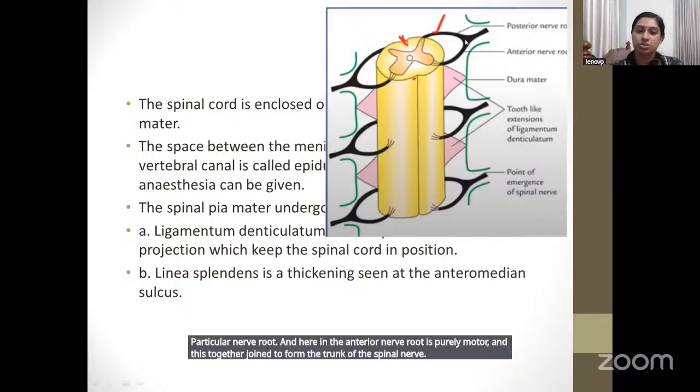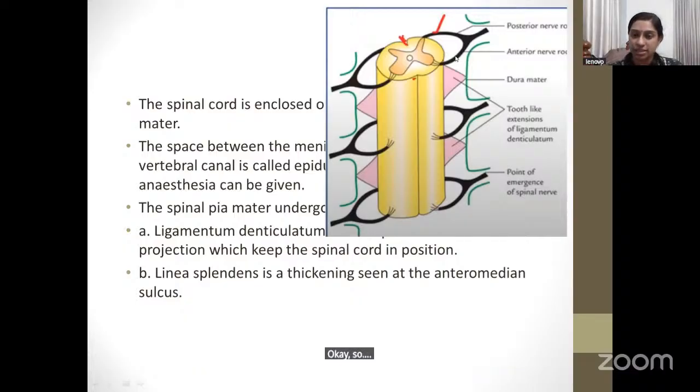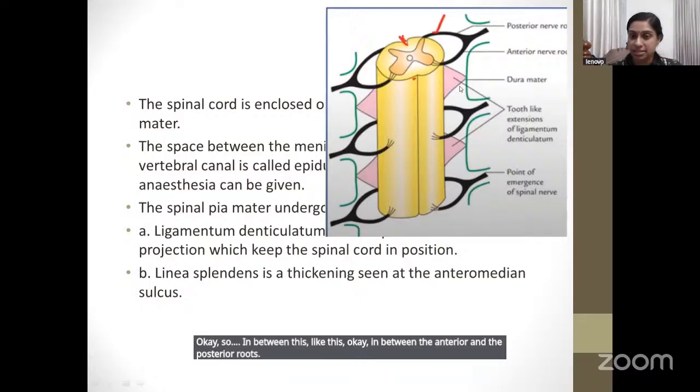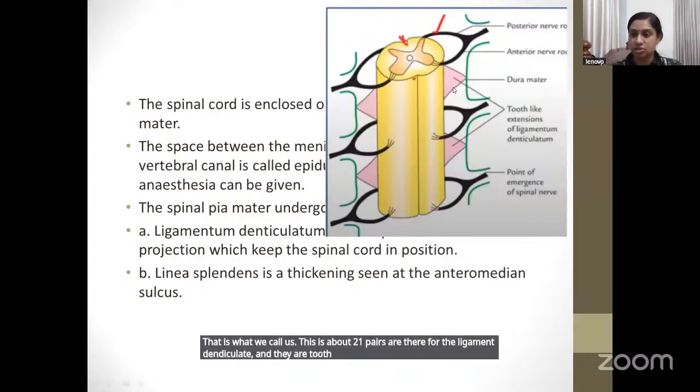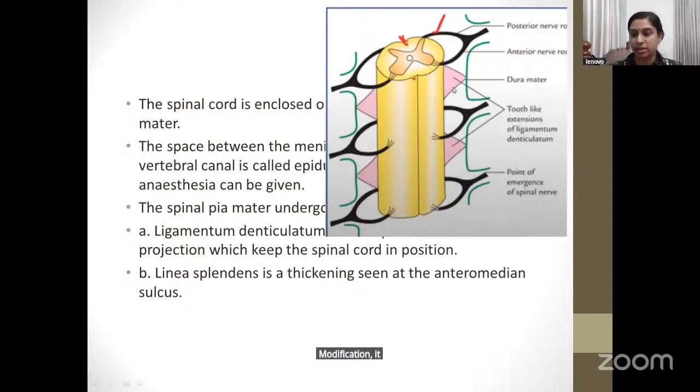Okay. So in between the anterior and the posterior roots, the pia mater is extending and piercing the dura mater and anchoring to the dura mater. That is what we call the ligamentum denticulatum; there are about 21 pairs. They are tooth-like extensions of the pia mater, so it's a modification of the pia mater. What's the function of this modification? It anchors the spinal cord in its position.